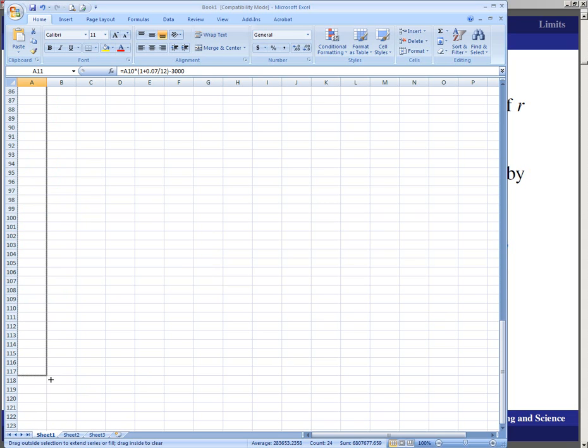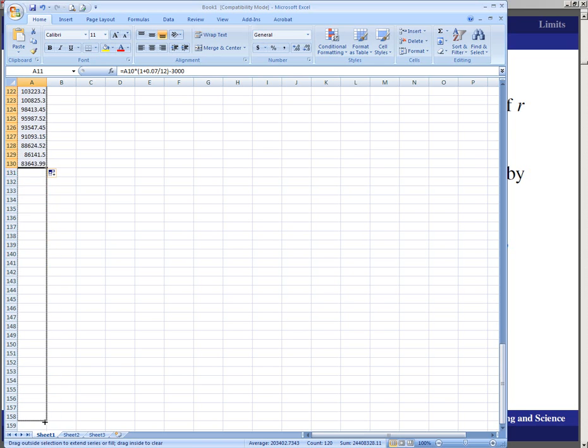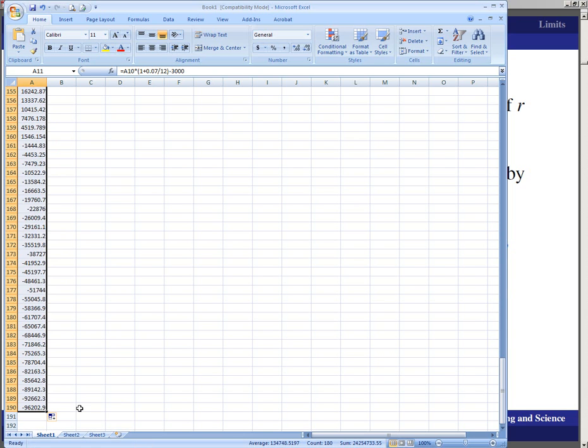So let's see what happens after 10 years, which is 120 months, which would be row 130 here, because we started in row 10. After 10 years, you still owe $83,000, but now the payoff goes pretty quickly. 15 years is 180 months, and 180 months would be row 190 here. And after 15 years, actually, it is paid off.